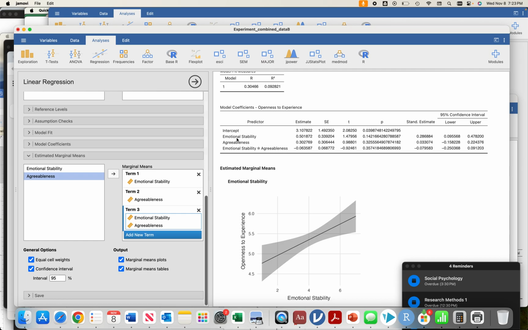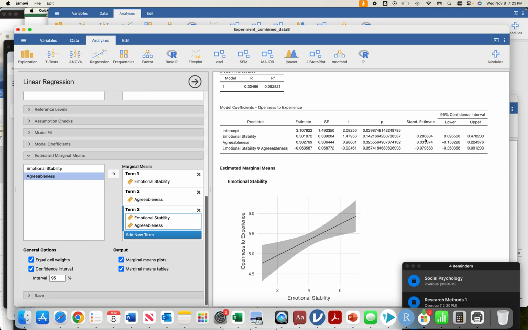Emotional stability. Does emotional stability purified predict openness to experience? P is 0.142. The results are inconclusive. The beta, this is Greek beta, so use that in your symbols. The beta is 0.29. That's interpreted like a correlation. For correlations, 0.1 is small, 0.3 is medium, 0.5 is large. So this is a near medium beta. You interpret it the same way. But it's not significant, so it's inconclusive.